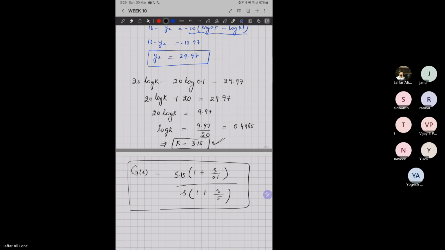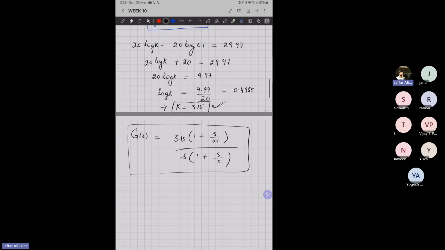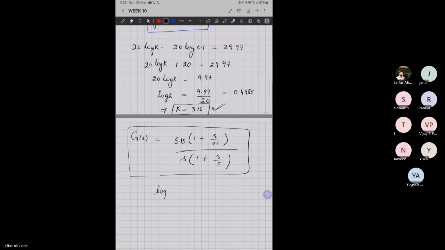Yes, got it. So basically, let me write this step again. Might not be clear for everyone. It's basic: 0.4985. This log is actually log to the base 10. So how should I find this value k? It means my k will be 10 raised to the power 0.4985. It means k is 3.15. So it's like this.